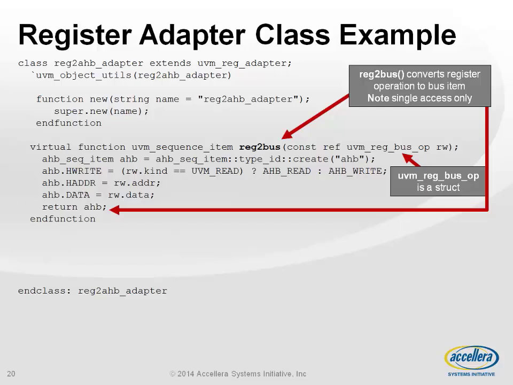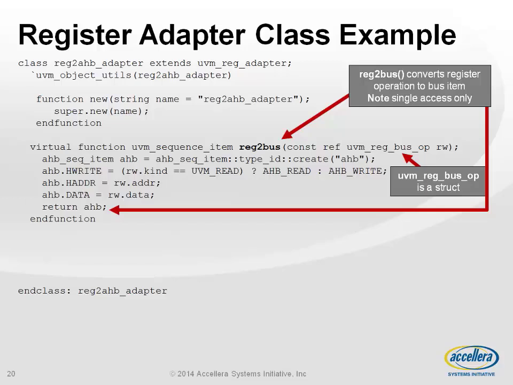The reg bus op here, this is a struct. It's not an actual transaction, because all this has is, as I said, the address, the data, and a little bit more information in there. So we just take those fields out from the register, right? The register transaction itself is an object, but all the information that it uses is this struct that we deal with. So we go and we create the bus transaction.